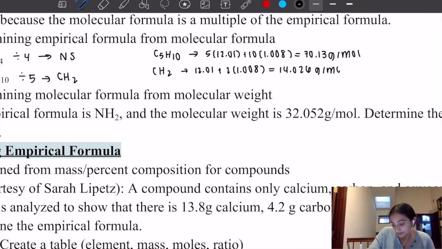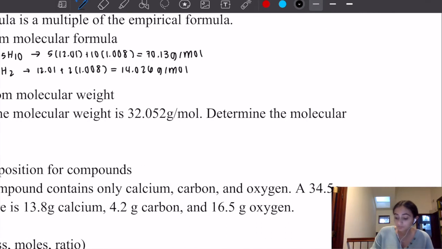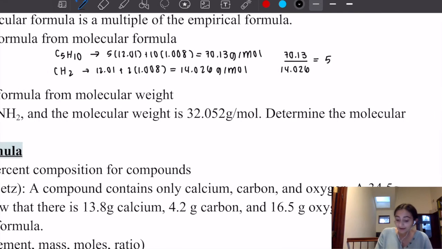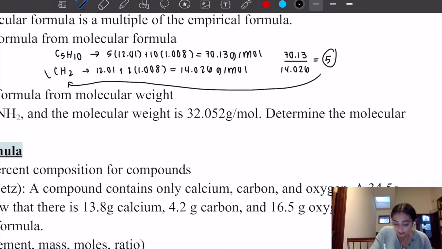Now, to see the multiple, we would divide the larger molar mass by the smaller molar mass. So I have 70.13 over 14.026, and I get 5. And that is exactly what we multiplied the empirical formula by in order to get the molecular formula. So this number comes back into play here in order to get to here. So it's all kind of just one big circle of numbers.